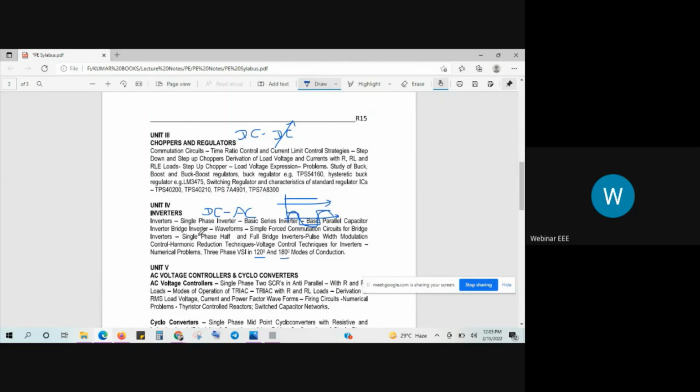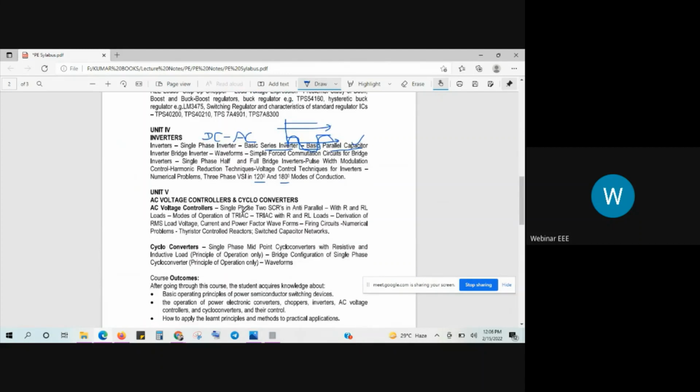Okay. So here we have the basic series inverter and basic parallel inverter, based upon the commutating element. You may get questions on the difference in how commutating elements are connected. If the commutating elements L and C are connected in series, we call it a series inverter. Similarly, if the commutating elements L and C are in parallel, then we call it a parallel inverter.